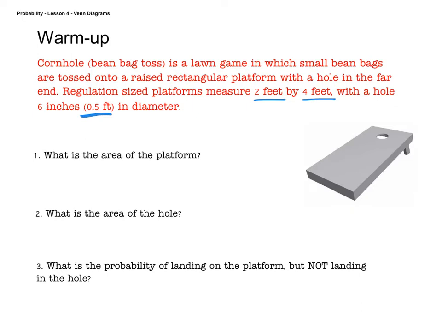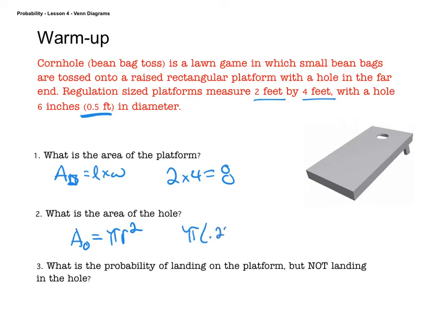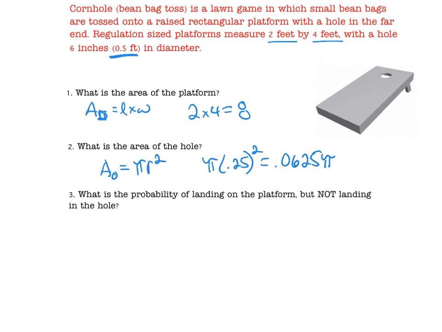So the area of the platform is going to be length times width. Well, it says the length is 2 and the width is 4, so the area is 8. The area of the hole is going to be pi r squared. Now the diameter is 0.5 feet, so we're going to have to do 0.25 squared, which is going to give us 0.0625 pi.